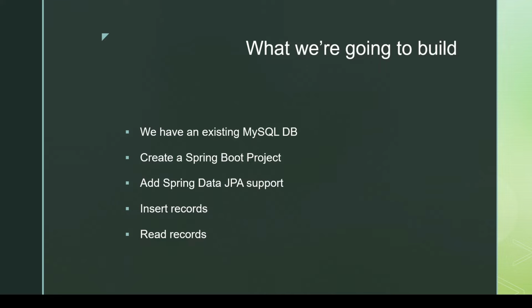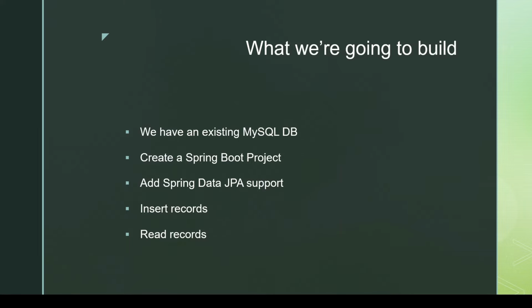Because most of the time while working on a project, we don't create databases from scratch. We already have a database, some tables, and we need to build something around those tables. So that's why for this demo, we have an existing table and an existing database. Then we'll create a Spring Boot project and we'll add Spring Data JPA support in that project. After that, we'll use that Spring Data JPA support to insert some records in the same table. And after that, we'll read those records.